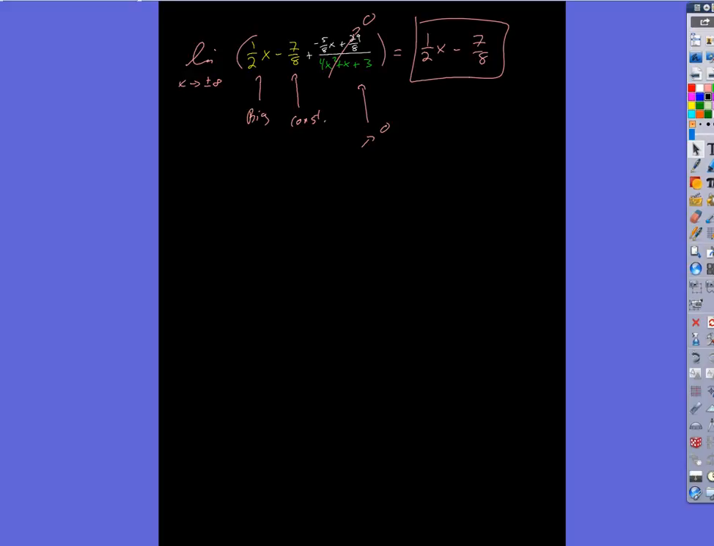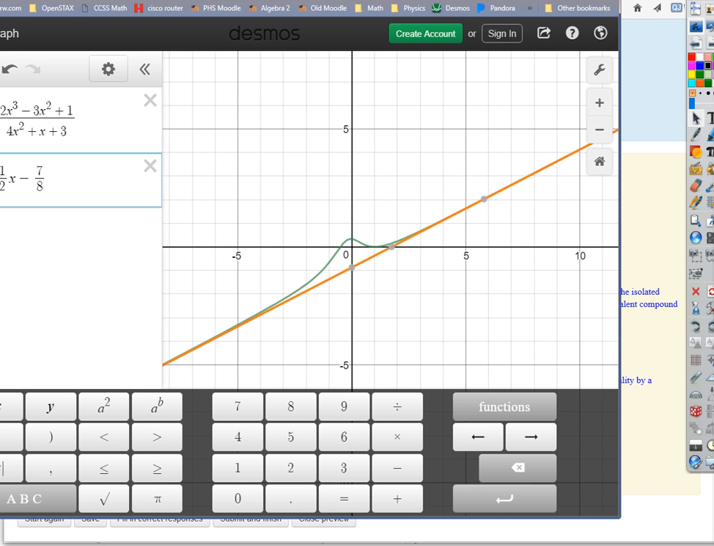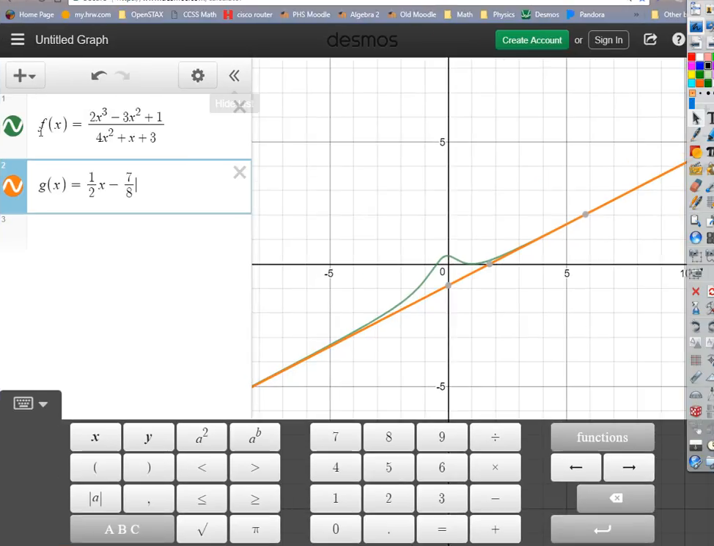Okay, so we'll call this g of x, and it equals 1/2 x minus 7/8. Okay, so there it is. The green function is the rational function. The orange function is the linear function that we got when we took the limit, right? When we divided it out and took the limit.